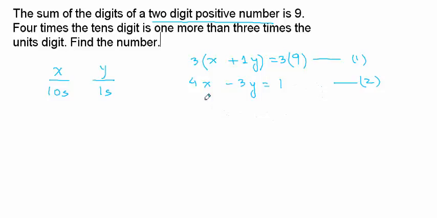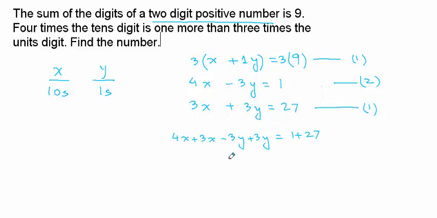We have 3x, rewriting equation 1, plus 3y is equal to 3 times 9 is 27. Another form of equation 1, just the same thing. Now, I'm going to add up the left-hand sides of the two equations. That's 4x plus 3x minus 3y plus 3y is equal to 1 plus 27. The whole idea of making the 3 and the 3 is to cancel these off so that we have a 7x is equal to 28, which means x is equal to 4.